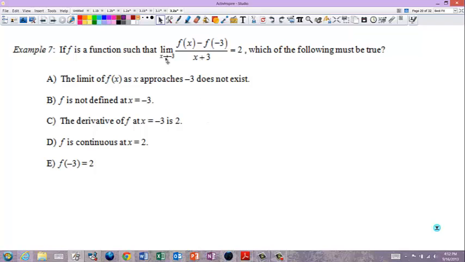If f is a function such that the limit, it's actually an old AP question. Which of the following must be true? Well, you need to recognize that that formula is the alternate definition of the derivative, which says that f prime of negative 3 is 2. So it's saying that it has a derivative, and the derivative at negative 3 is 2, because it's just the f of x minus f of c.